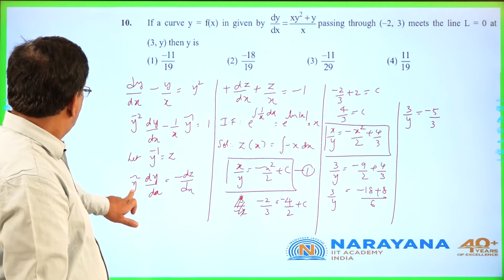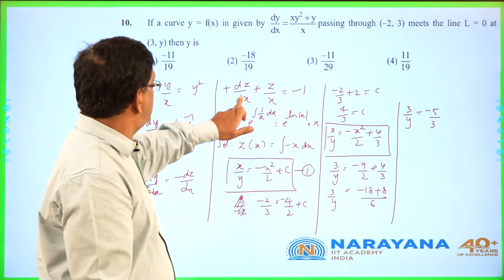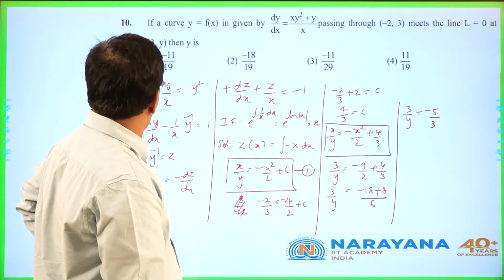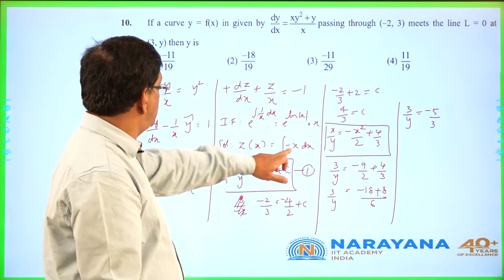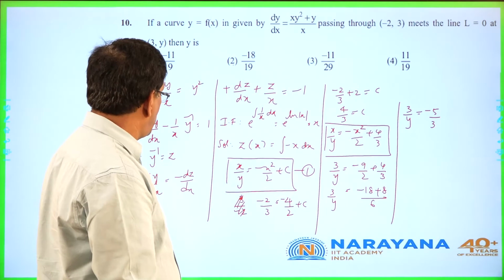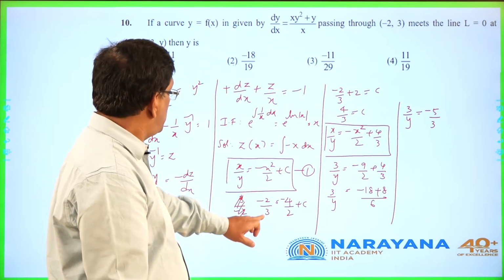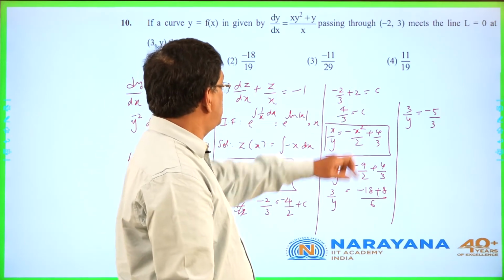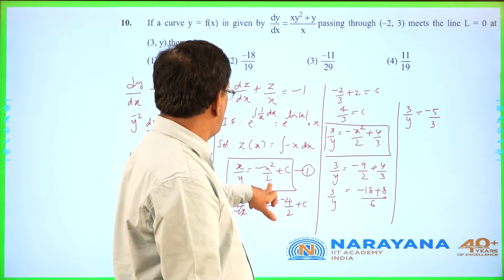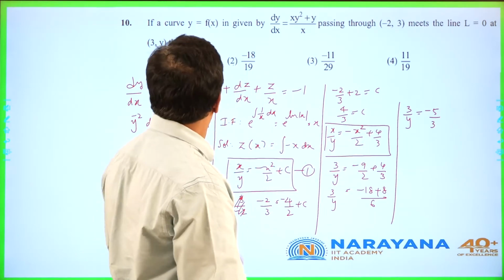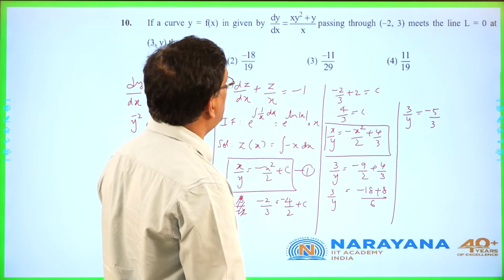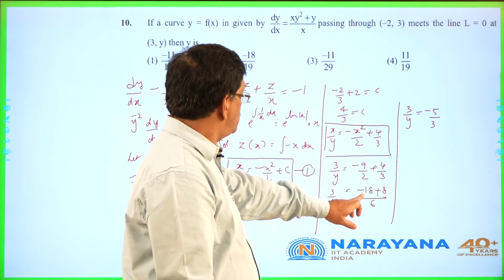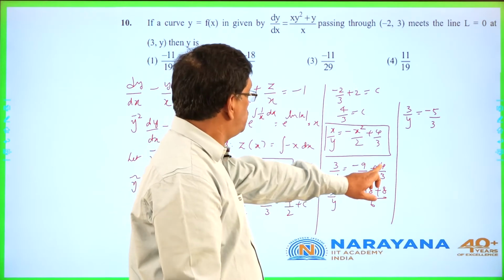y power minus 2 dy by dx minus 1 y square, x cancel, right, log x is equal to minus x square by 2 plus c. It is passing through minus 2 by 3, minus 4 by 2 minus 2, that is plus 2, that is 4 by 3 equal to c, that is x by y equals to minus x square by 2 plus 4 by 3. Since it meets a line L equal to 0 at 3 comma y, that is 3 by y equal to minus 3 square 9 by 2 plus 4 by 3.